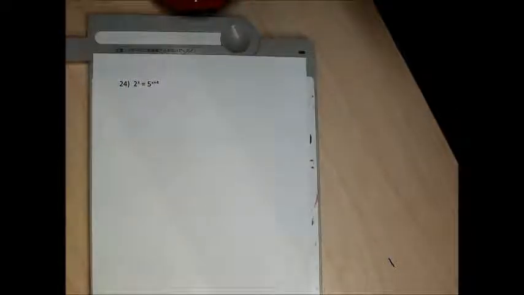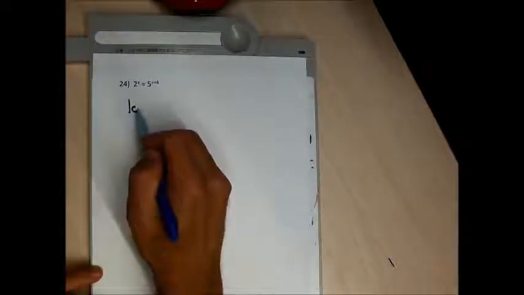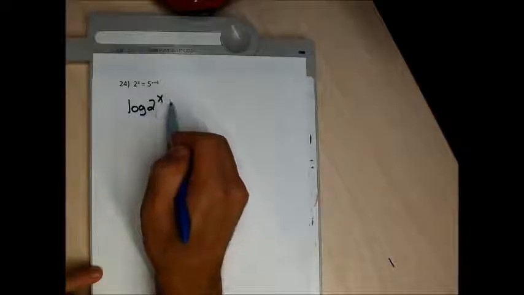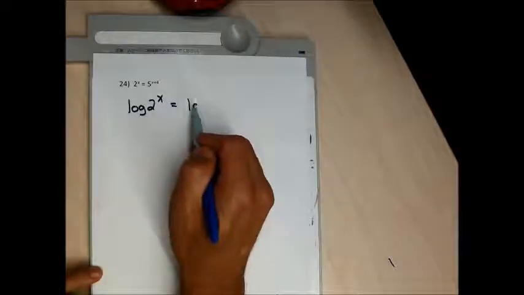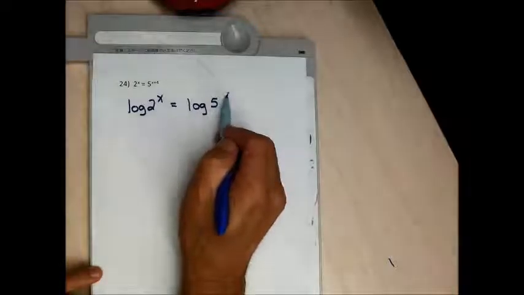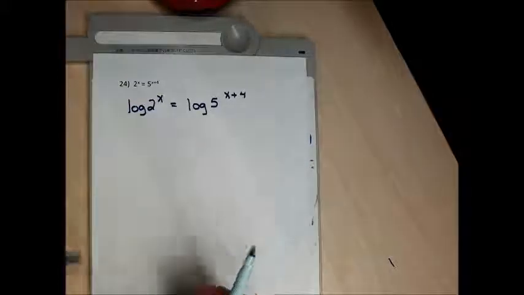24 I always put on the test. 24 is way harder than 23, and it's probably worth the same amount of points, and it's among the most missed problems on the test. So just like I did 23, I'm going to introduce a logarithm on both sides of the equal sign, and that will allow me to make the x's free of the exponents.